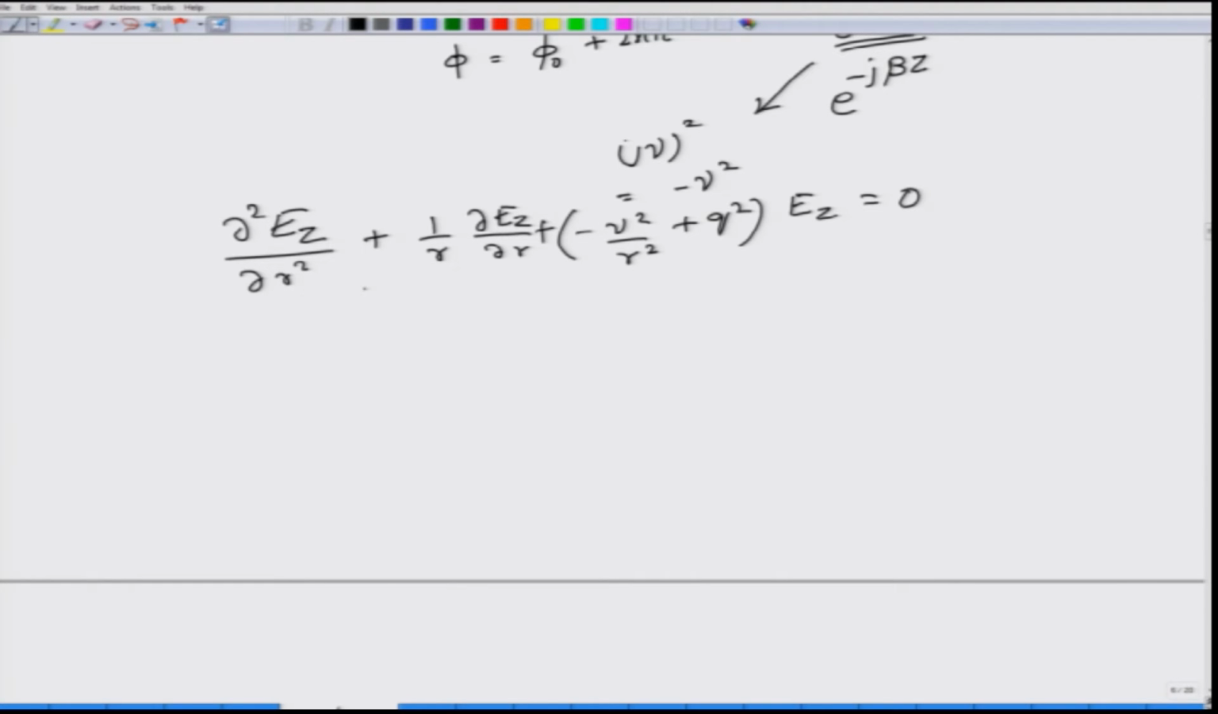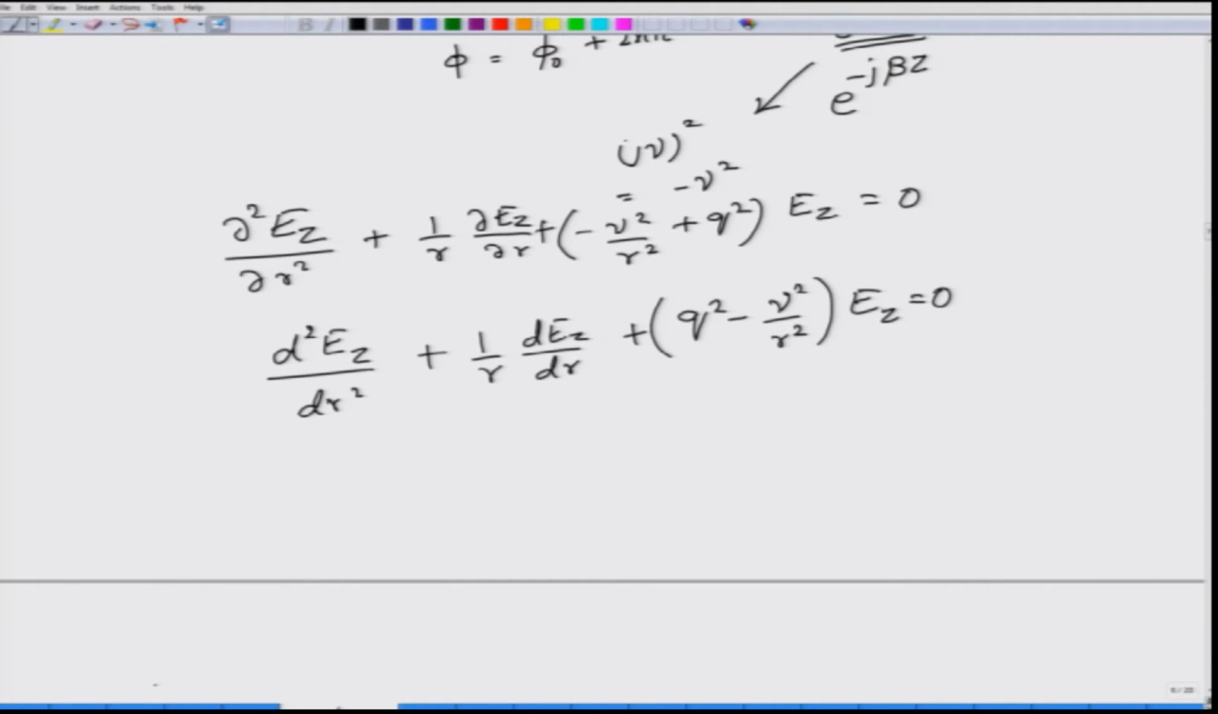And since this is only a function of r, because for a constant value of nu this entire term q square minus nu square by r square is just a function of r, I can remove the partial derivative and go to the total derivative. So I get d square Ez by dr square plus 1 by r dEz by dr plus q square minus nu square by r square into Ez is equal to 0. It turns out that the solution of this equation is known as the Bessel differential equation.